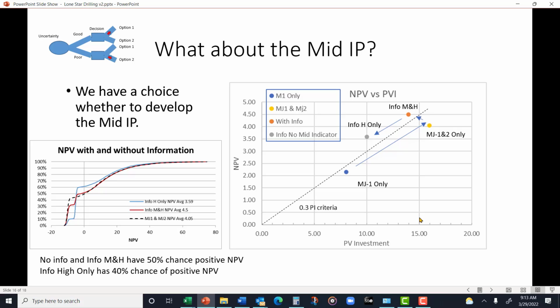This is kind of a toss-up here, because, the other way to think about it, going from H only up to M and H is roughly a 0.3 PI. So that's kind of a wash. They're both above the 0.3. We saw that situation in my example, I think. So let's go look at another metric. Let's go look at reserves, okay?